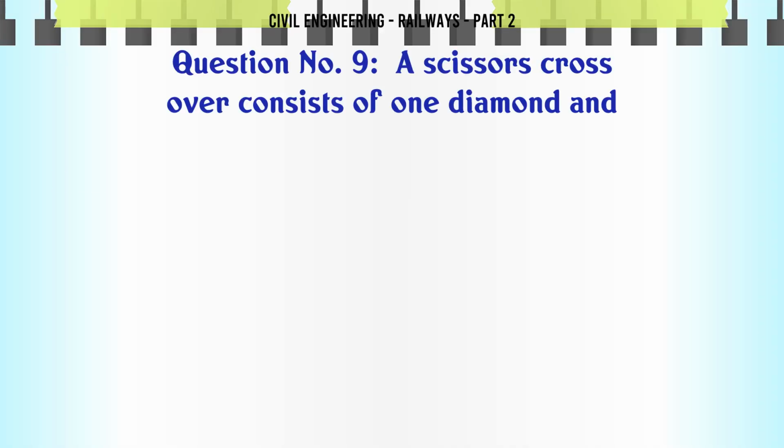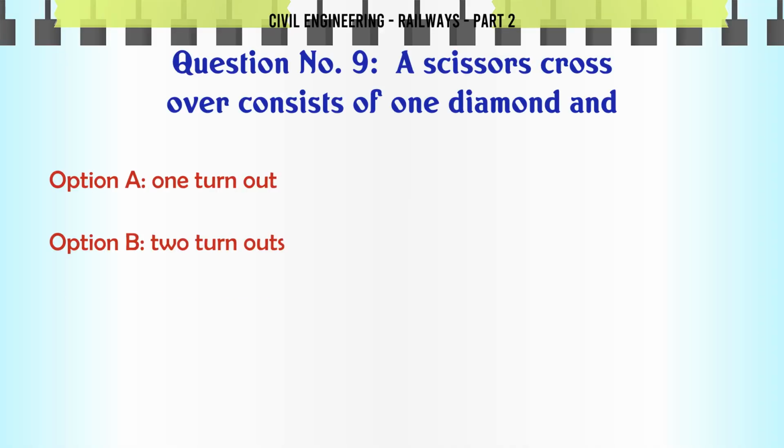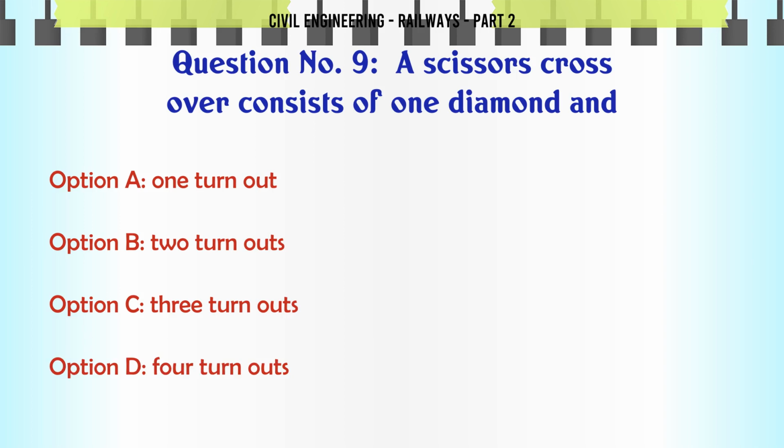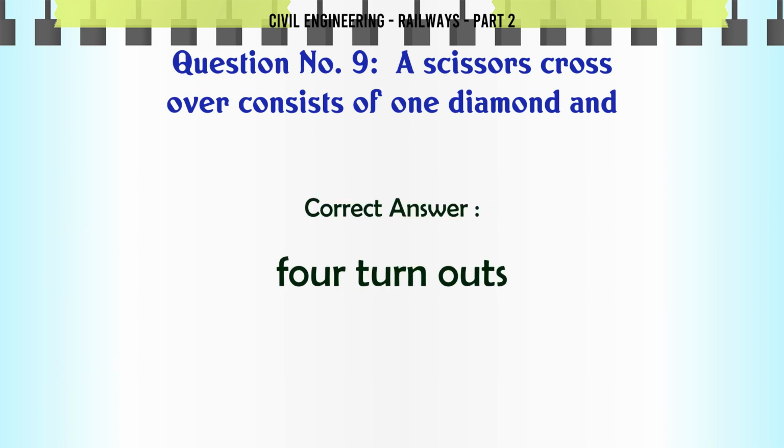A scissors crossover consists of one diamond and A. 1 turnout, B. 2 turnouts, C. 3 turnouts, D. 4 turnouts. The correct answer is 4 turnouts.